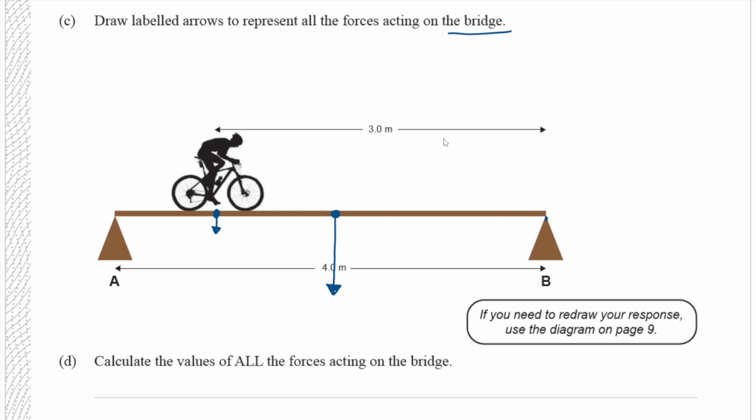Right at the ends, at these pivot points, A and B, they will be providing support forces. And they will act upwards. Now, would they be equal, or would one provide more support than the other?